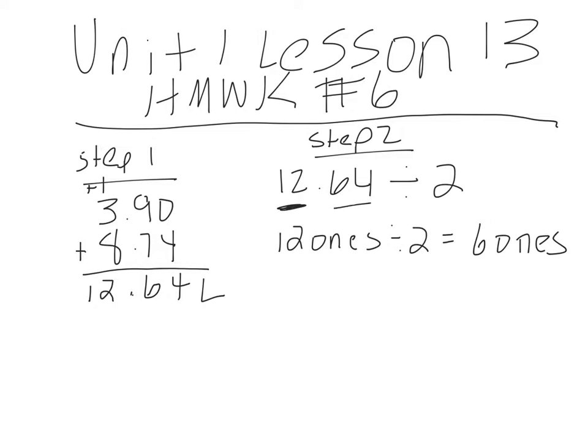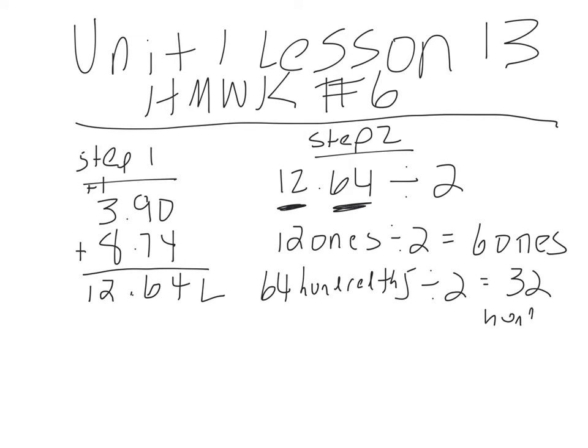12 ones divided by 2 is 6 ones. Then I'm going to look here at the decimal, and I'm going to look at 64. I know that 64 is divisible by 2. So I'm going to say this is 64 hundredths, because it's 2 places after the decimal point. And I'm going to divide that by 2. We're always dividing by 2 in this problem. And 64 hundredths divided by 2, well, 64 divided by 2 is 32. And we're talking hundredths, so we'll keep that in hundredths.